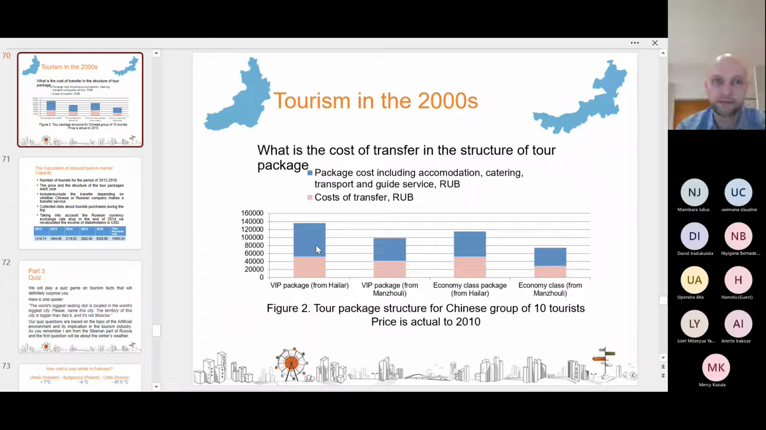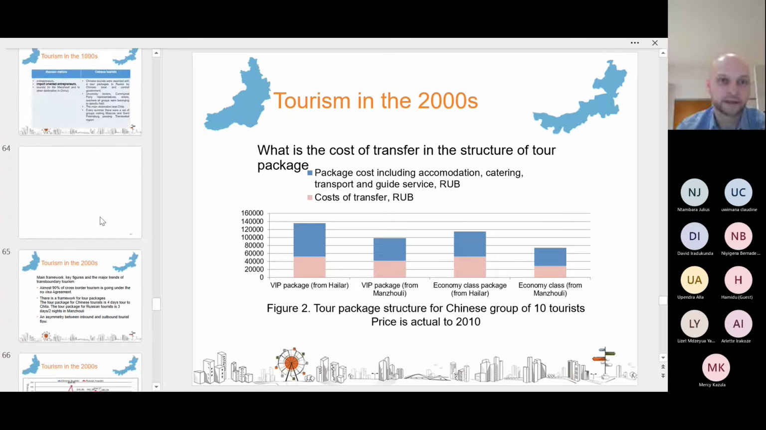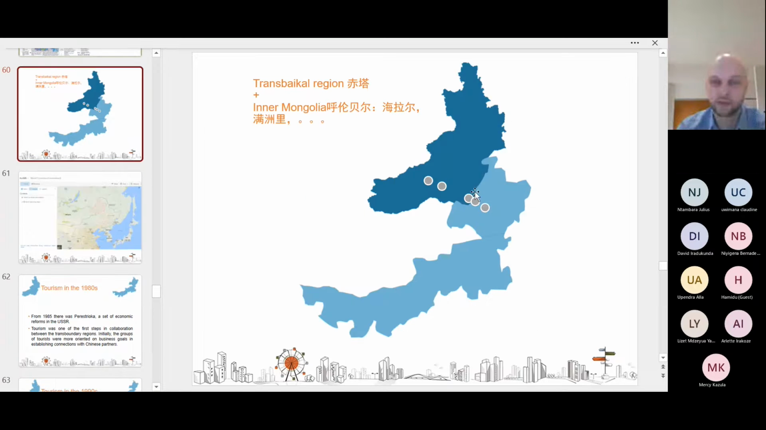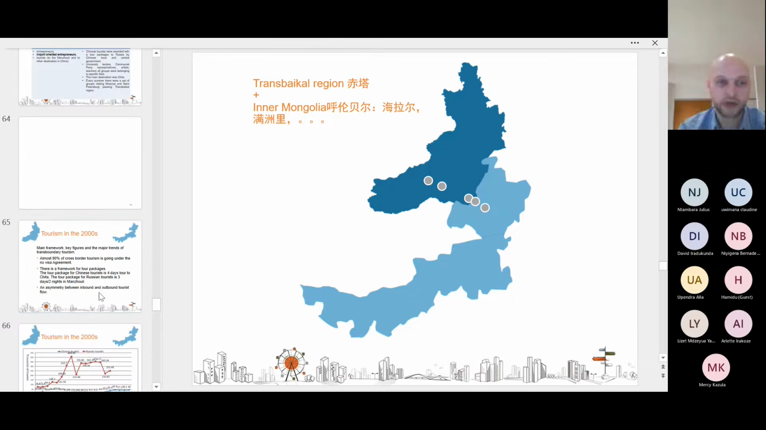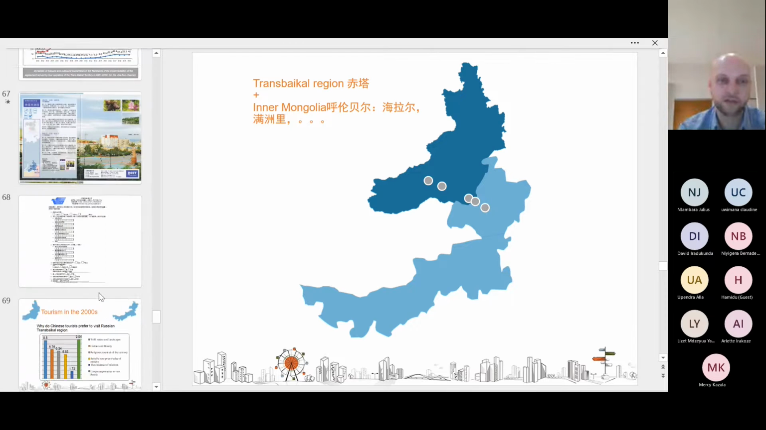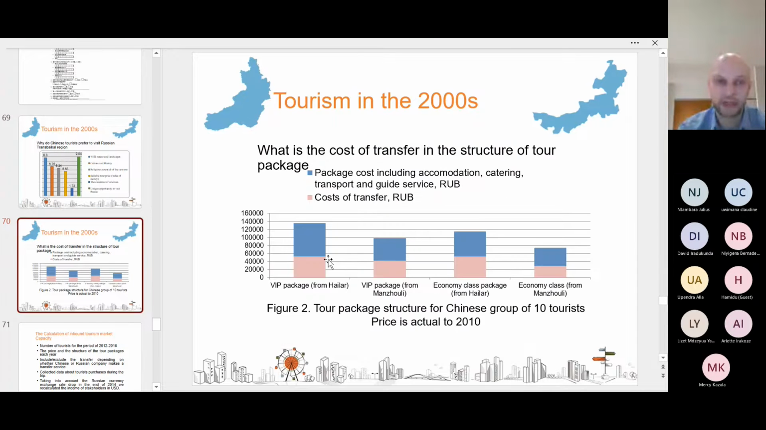who crossed the Chinese border here, who crossed the border in Manzholi and Zabaikalsk. So we really can approximate and expand our assumptions to the entire tourist flow and evaluate the amount of money that the region received from tourism development.